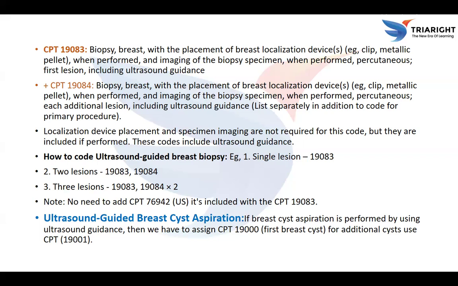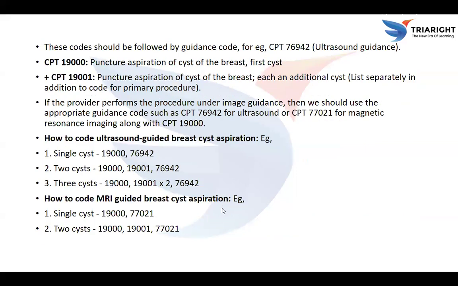So what is the difference between biopsy and aspiration? A biopsy aims to collect tissue for diagnosis, while an aspiration primarily aims to drain a fluid-filled cyst for symptom relief. This is about ultrasound-guided breast cyst aspiration. So here are a few codes. CPT 19000, the puncture aspiration of a cyst of the breast. In aspiration, they are draining a fluid-filled cyst for symptoms. And 76942 for ultrasound guidance.